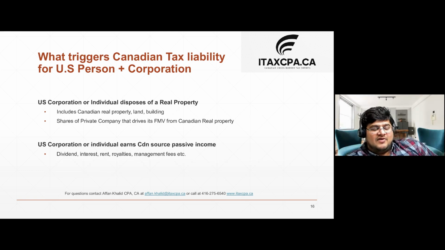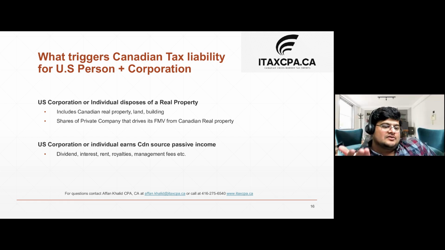Okay, finally, if a US corporation or an individual disposes of Canadian real property, that is another trigger point for Canadian tax liability. Generally, when a non-resident or US individual holds an interest in Canadian real estate and sells that interest, there's a 25% withholding on the gross value unless you do something about it. And there are filings and a lot of things that we can do to minimize the tax implications.